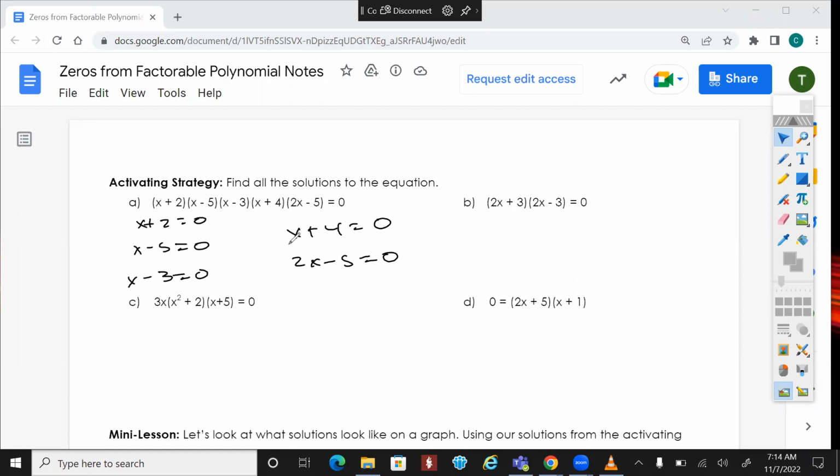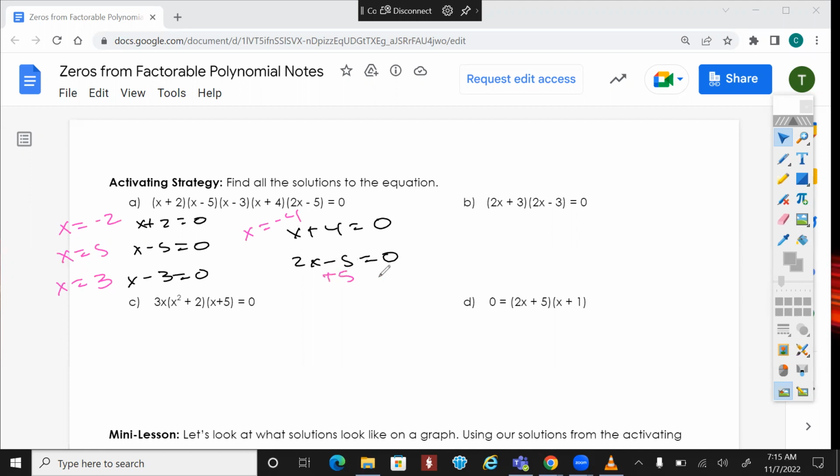Now, if there's no number out in front, then you can just switch the sign of each of these, because I'm pretty sure that's what most of y'all did. For this one, we would get x equals -2, x equals 5, x equals 3, x equals -4. Everybody see where I'm getting these numbers? I'm just switching the sign of the number. But on this one, we can't just do that.